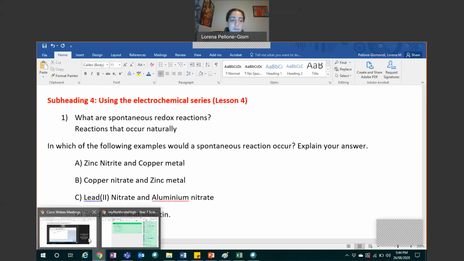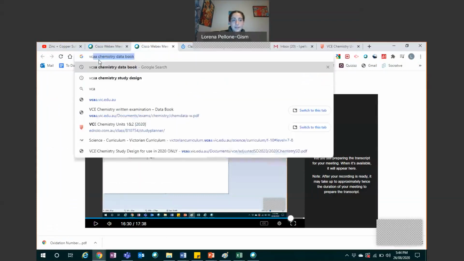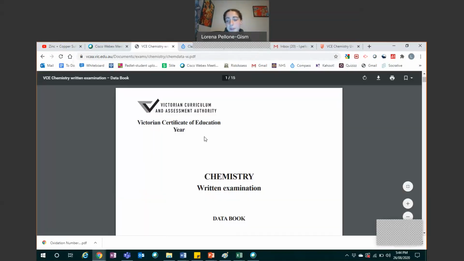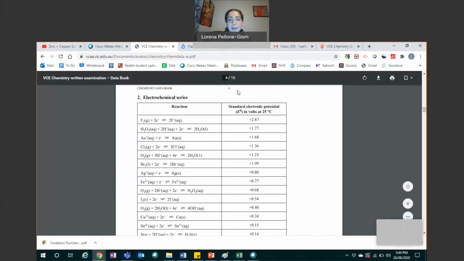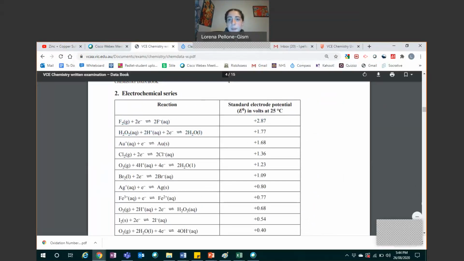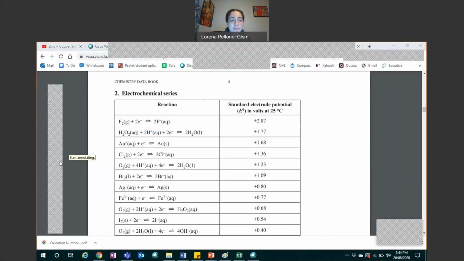So what I want to do is show you again the VCAA chemistry data book. And inside the data book, this is what you can take into the chem exam. Inside the data book, you'll see on page 4, there's the electrochemical series. I would love you to print this out and then annotate it with the way I'm going to annotate it. If you don't have a printer, you can write a few of the reactions and annotate it that way. But first of all, I'm going to start to annotate it.